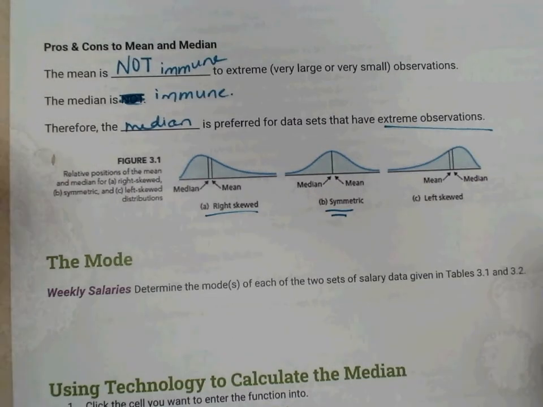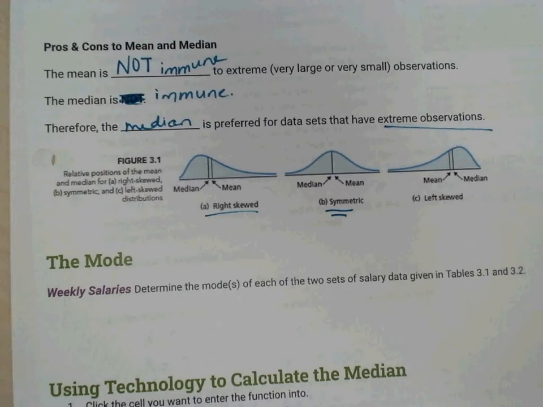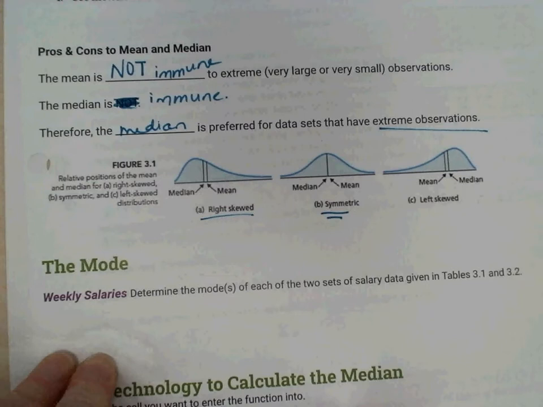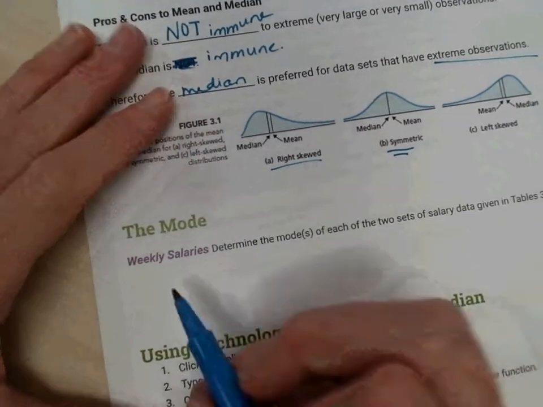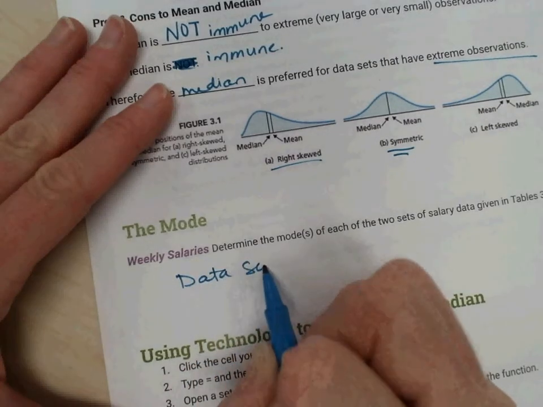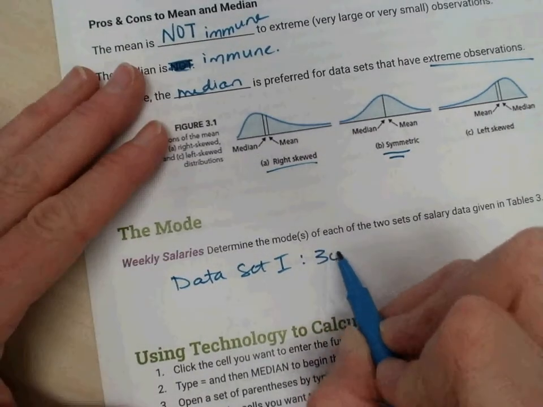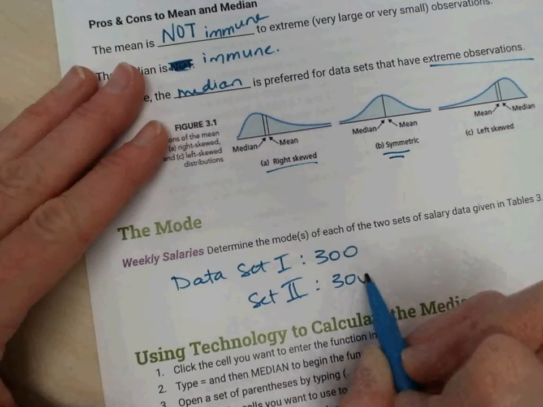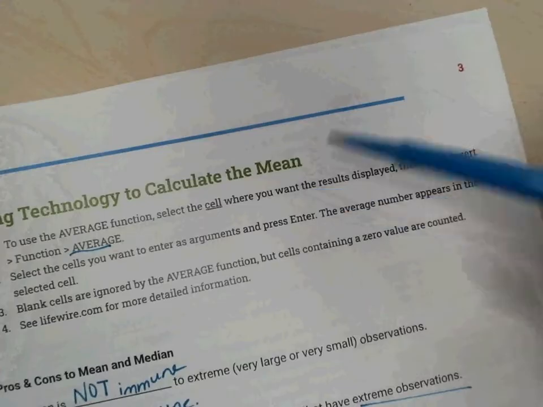So with the mode, we're going to talk about the weekly salaries and determine the mode of each of the two data sets. Now the mode, I think, is the simplest one. The mode just means the number that occurs the most often. So take a look at 3.1. I think even just writing them out to find the median and finding the mean, it was very obvious. The number that occurred the most in data set 1 was 300. And for data set 2, it was also 300.